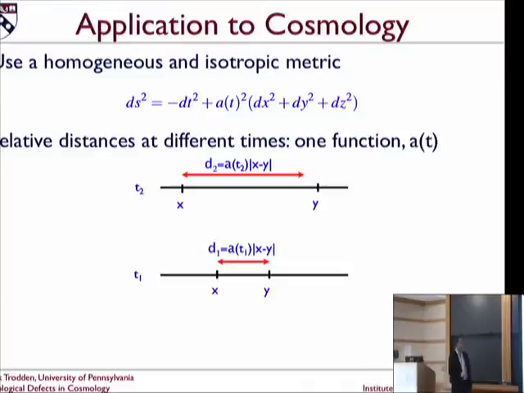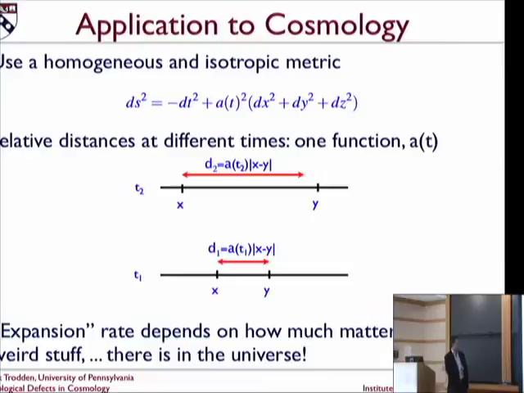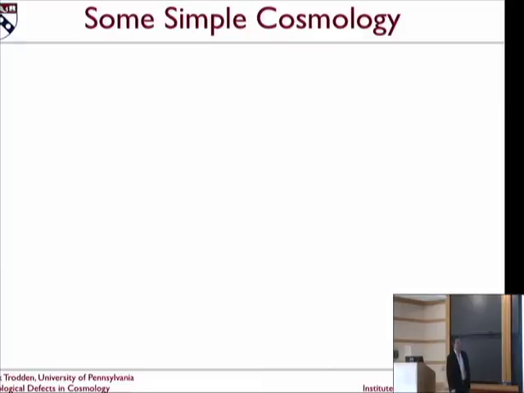Okay? And the expansion rate, how a(t) changes, depends on how much matter, radiation, whatever weird things like dark matter are in the universe. Okay, so that's sort of the background of what the metric means.